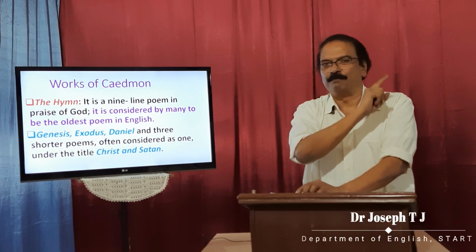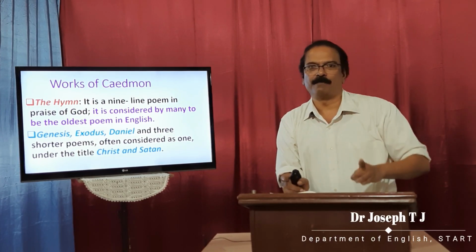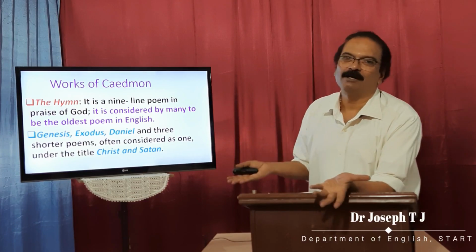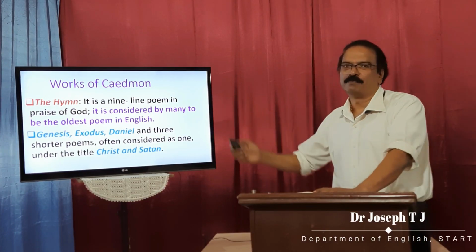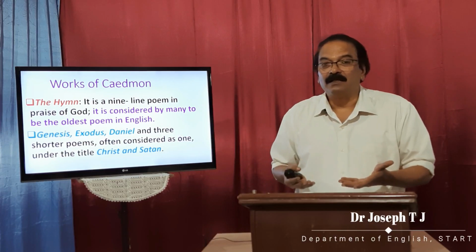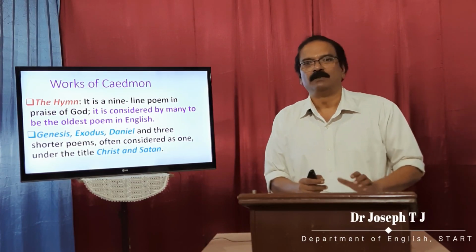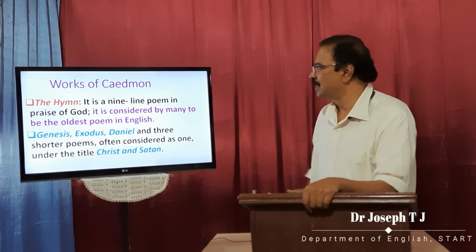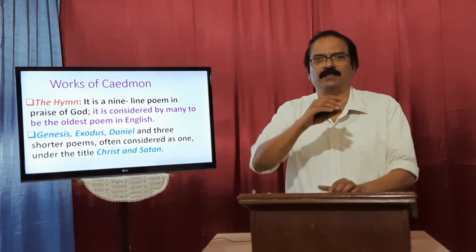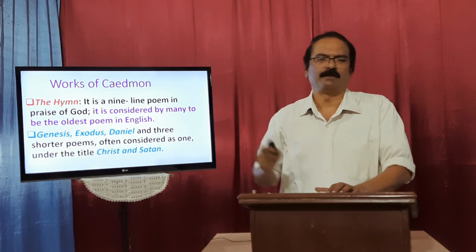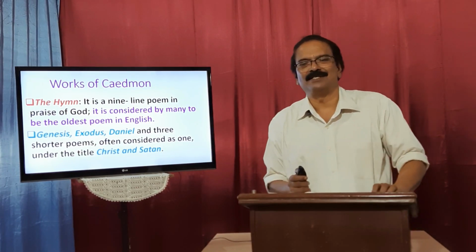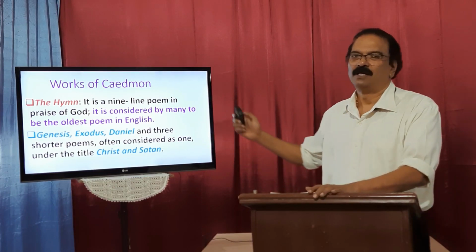Now, his works. Number one, the Hymn. This is often considered to be the oldest poem along with The Dream of the Rood. It's a 9-line poem, very short poem, praising God. That's all. And other poems attributed to Caedmon are Genesis, that is based on the Bible, which talks about the first chapter of the Bible, where the story of creation is narrated. Then Exodus, this is second book, where the Israelites moved from Egypt and finding their promised land. Then Daniel, another king in the Old Testament. Then Christ and Satan. These are the other poems of Caedmon.